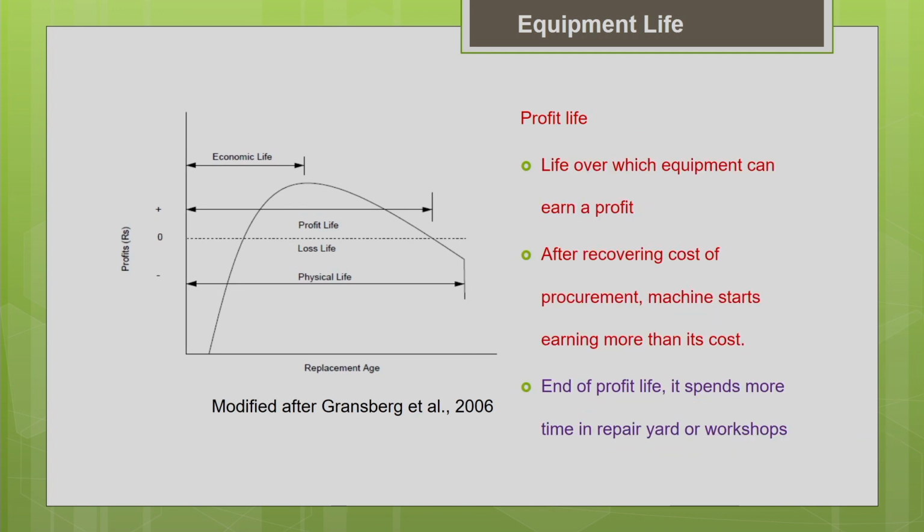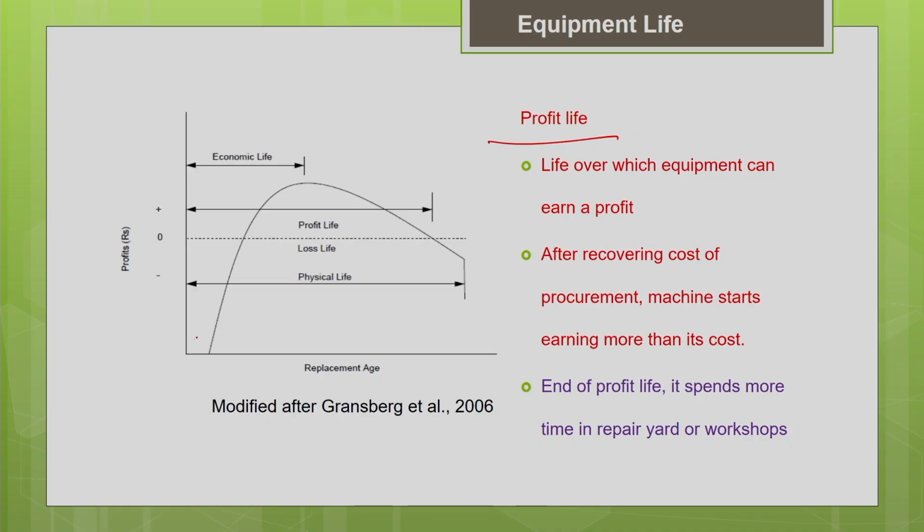The next thing you are going to see is your profit life. Basically, we know that we have spent a lot of money purchasing the machine. We have invested a huge amount of money in it. During the initial periods, your machine will be just recovering whatever cost you have invested in procuring or purchasing the machine. So during the initial phase of the equipment, it will be just recovering whatever cost you have invested in it, depending upon the cost of your machine.